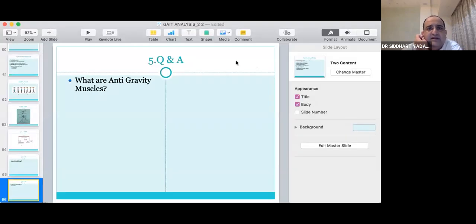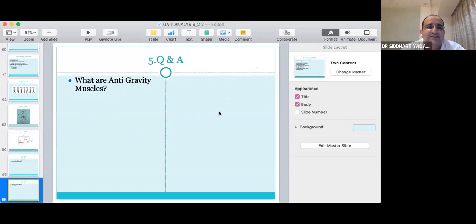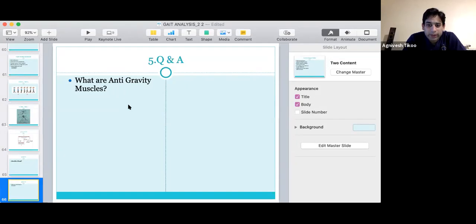So anyone present in the class can answer this. What are the anti-gravity muscles? Anybody? Rahul is there. Shreyans? Gluteus maximus, sir. No, there are many anti-gravity muscles. Gluteus maximus is one of them. Any other? So Rahul, think at joint level. Think at the knee, which is the anti-gravity muscle for the knee?